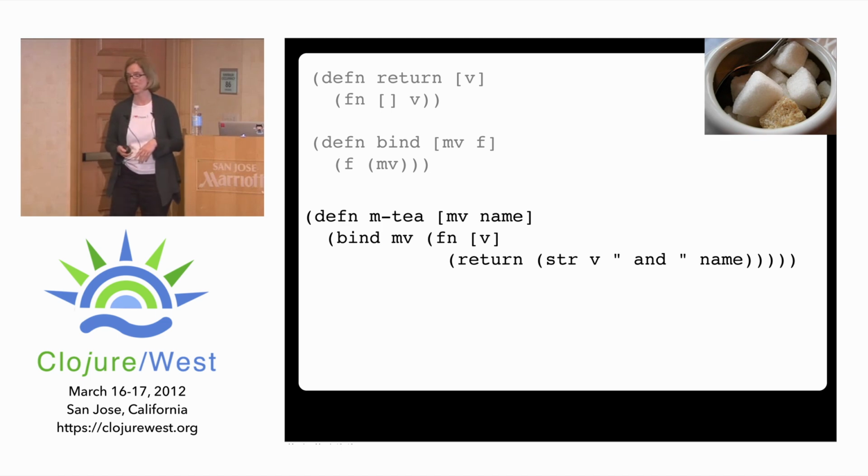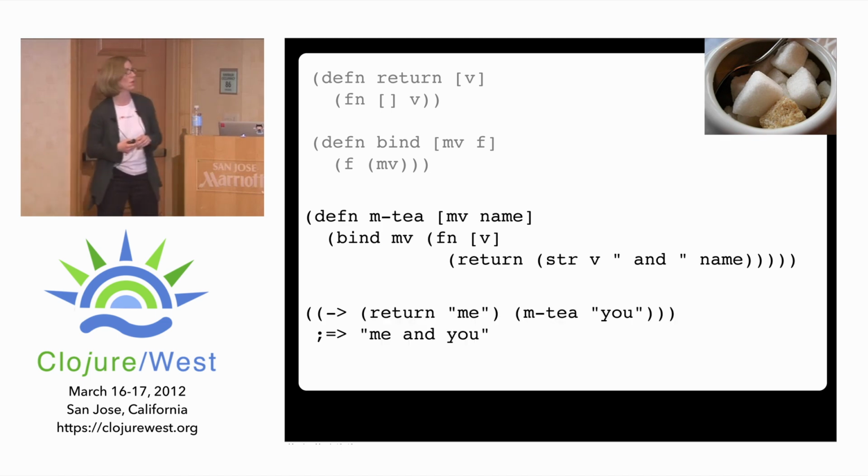So let's see this in action. If we start off as me having tea, and then we call it MTU, then it's going to return the string me and you.